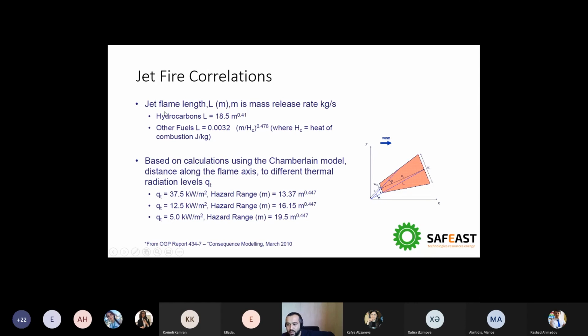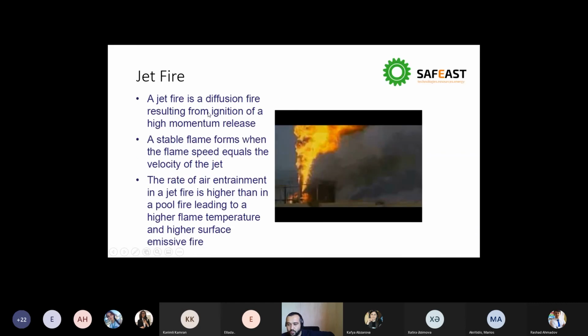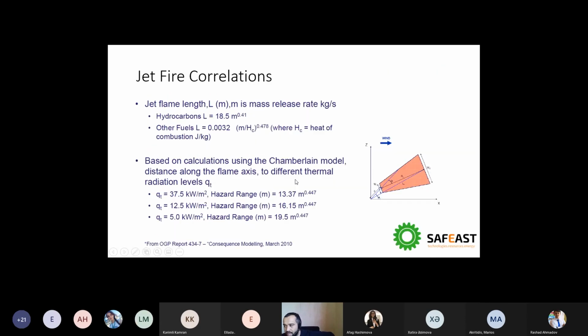And there are also some correlations for the flame length itself. Based on your release rate, which you can get by calculation from source term modeling, you can estimate the length of the jet flame. When we say length, this is the visible length of the jet. This is for hydrocarbons, and for other fuels there is another correlation using heat of combustion. But for hydrocarbons, we usually use 18.5 times release rate to the power 0.41.